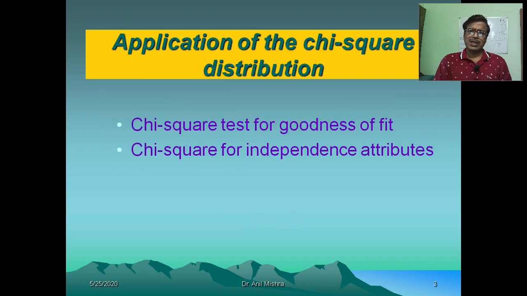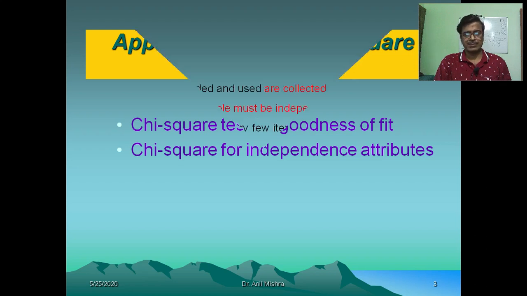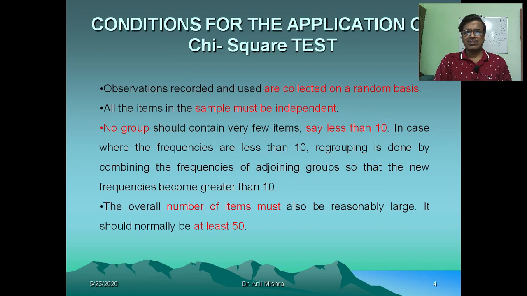And the chi-square test can be applied in two ways, specifically according to the utilization by management students. It is chi-square for goodness of fit and chi-square for independence of attributes. Before entering into the solution pattern of chi-square goodness of fit and independence of attributes, the conditions must be remembered for applying the chi-square test, right?